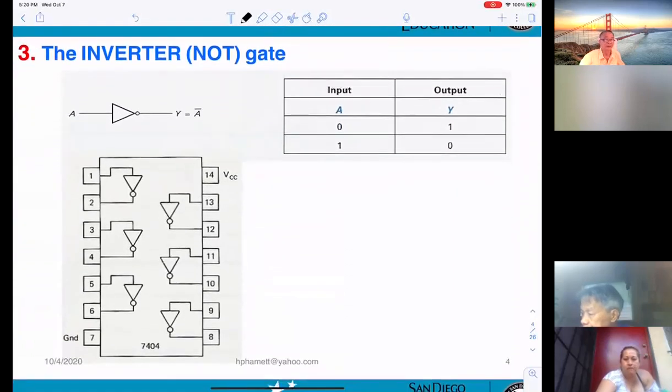The next gate is the inverter, or they call it the NOT gate. That's very simple. Input A is 0, output will be 1. Input 1, output will be 0. It is just inverted. The part number is 7404. Inside there are 6 inverters, and you can see which pin is input and which is output.